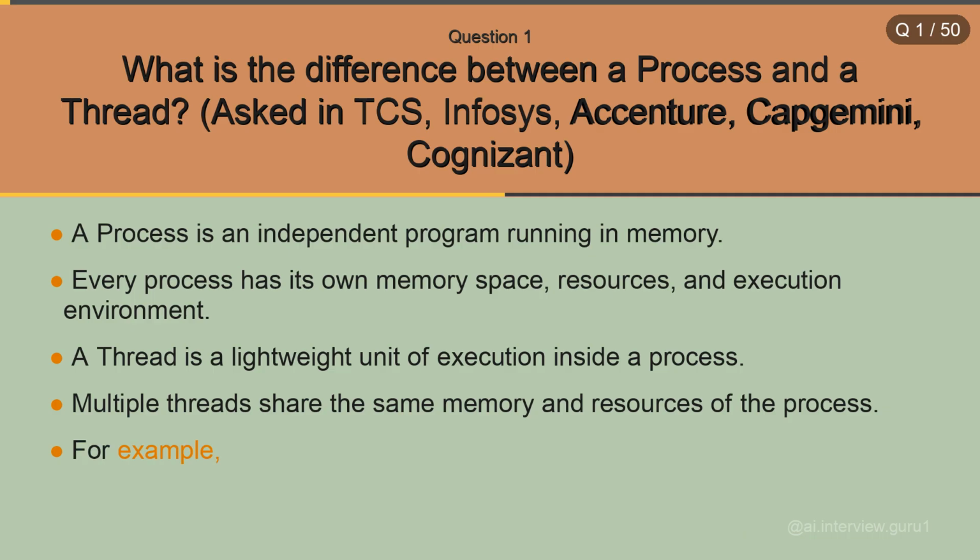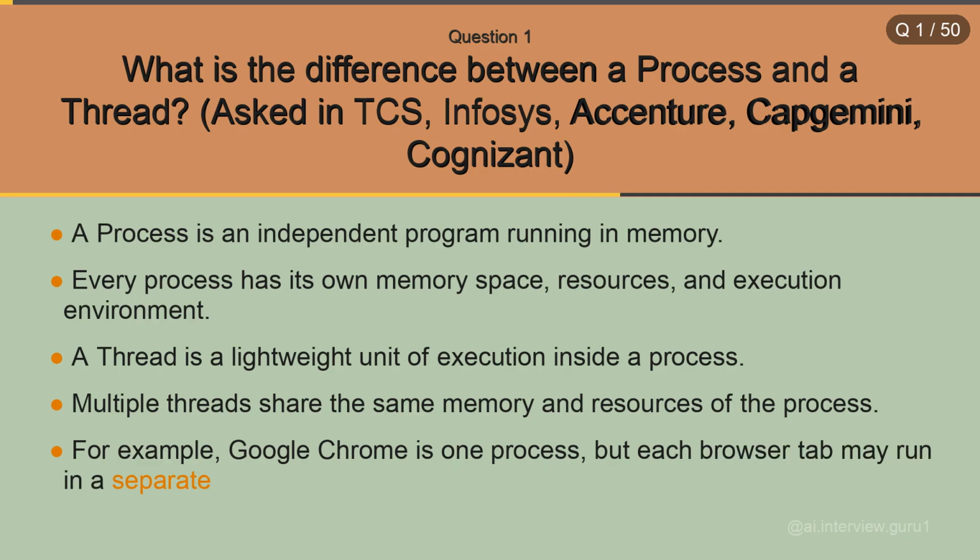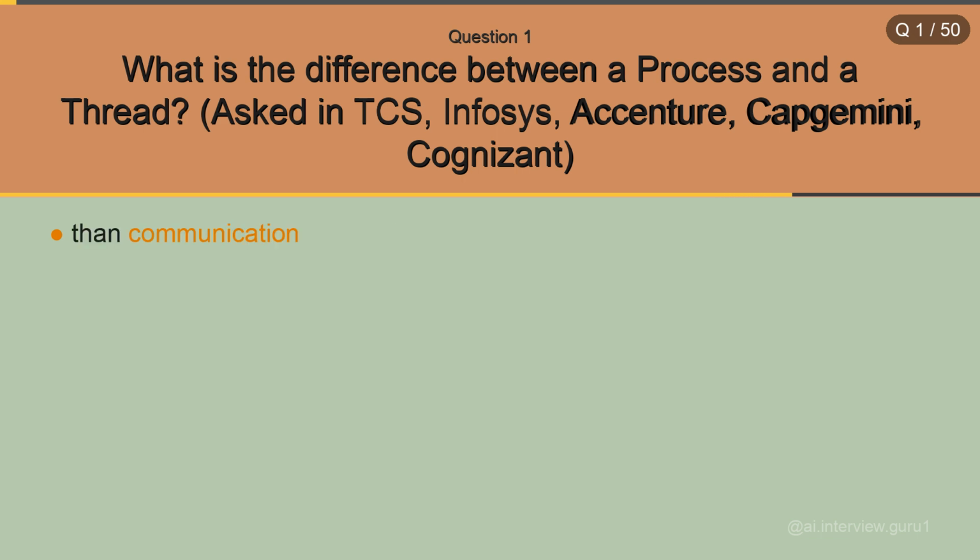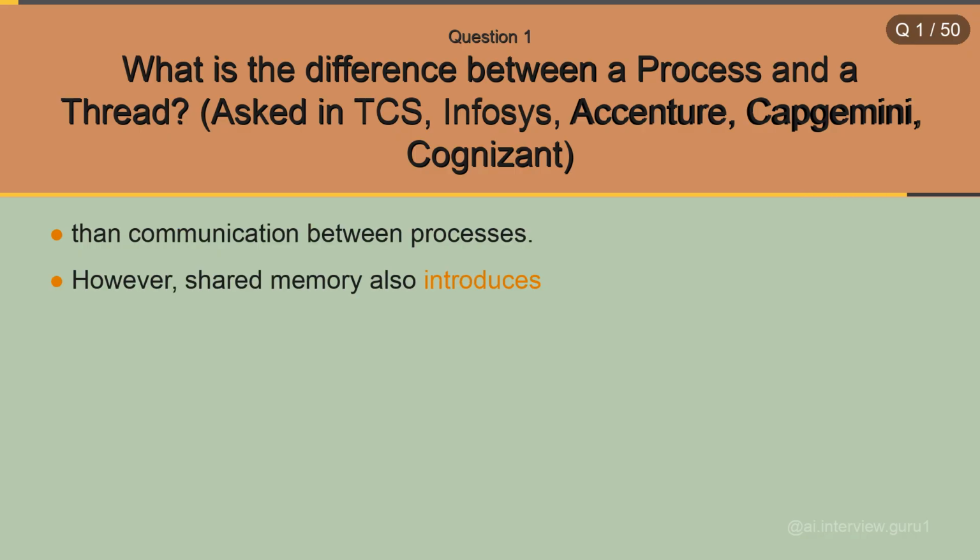For example, Google Chrome is one process, but each browser tab may run in a separate thread. Because threads share memory, communication between them is faster than communication between processes. However, shared memory also introduces synchronization challenges.